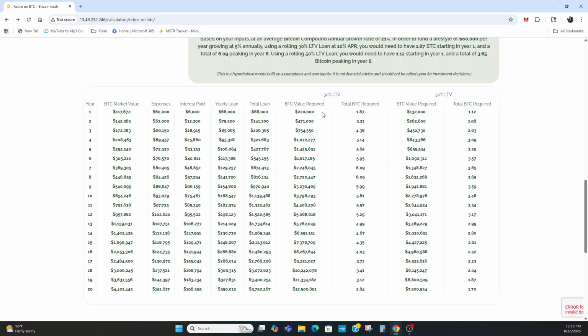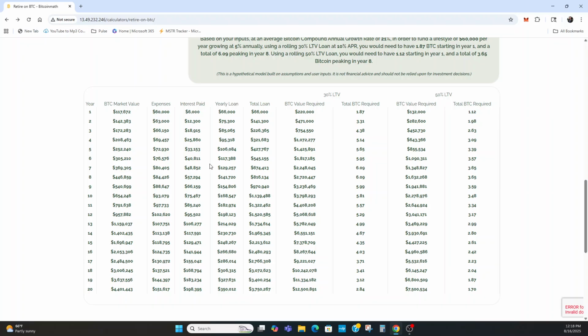Now, if I wanted to push the LTV up a little bit to 50%, well, I need less Bitcoin, right? I only need $132,000 worth of Bitcoin, and that's only 1.12 Bitcoin at the current market value, okay?